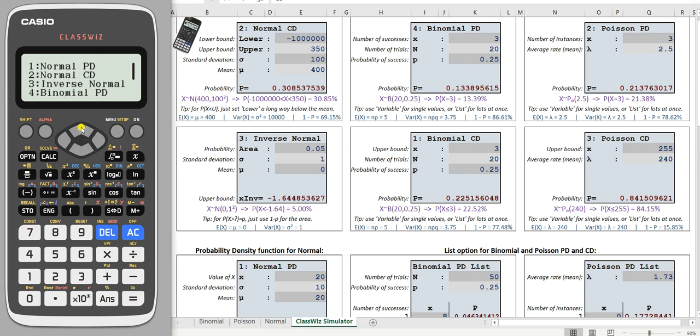The only ones we care about are normal CD, inverse normal, binomial PD, and binomial CD. If you can get to grips with those and you understand how they work, what their differences are, and what the quirks are that you need to watch out for, then you should be pretty confident with most of the work on statistical distributions for A-level maths.